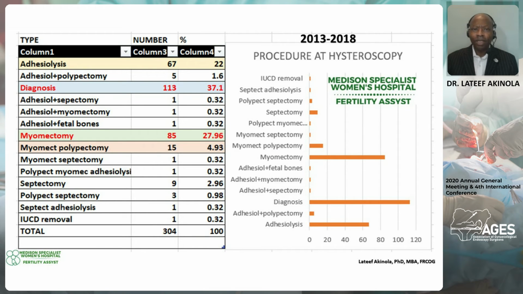We did a retrospective analysis in my center from 2013 to 2018, where we did about 304 hysteroscopies, and we looked at what pathology we saw. We found that submucous fibroids were the most common, more than a quarter of what we've done, followed by adhesiolysis. And of course, we also have IUCD removal, combined myomectomy and polypectomy as well, not insignificantly.